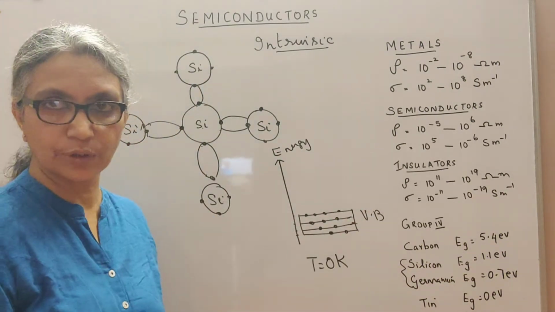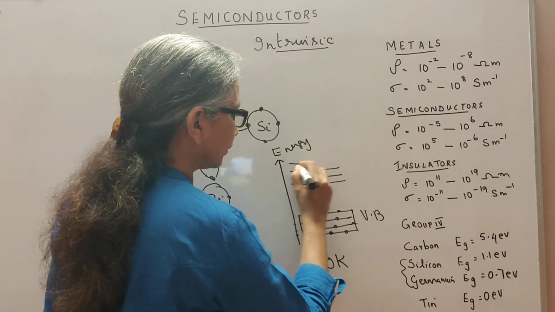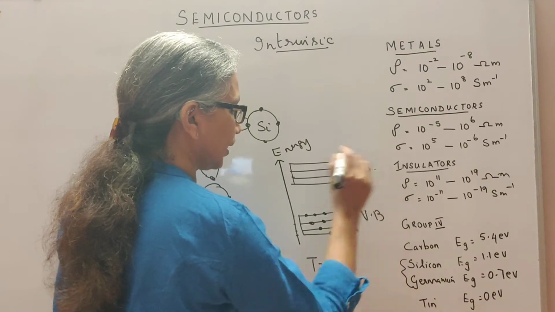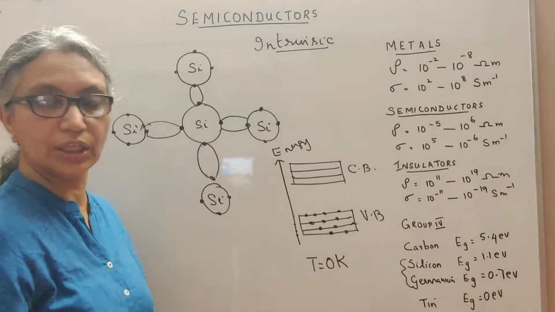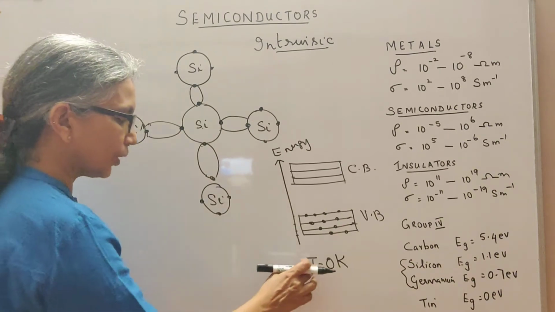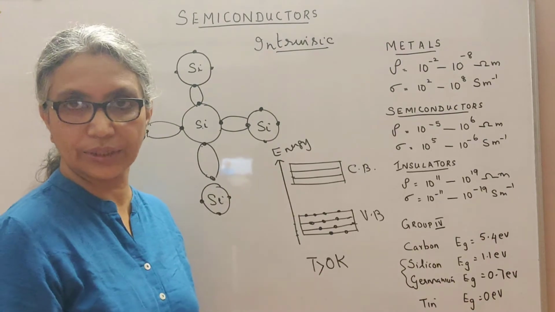The valence band is full, but the conduction band is empty. There are no electrons available in the conduction band, and it is empty because there are no free electrons at T equal to 0 Kelvin. Now suppose you increase the temperature to T greater than 0 Kelvin.